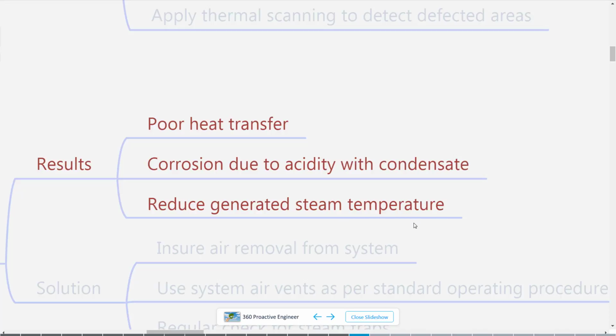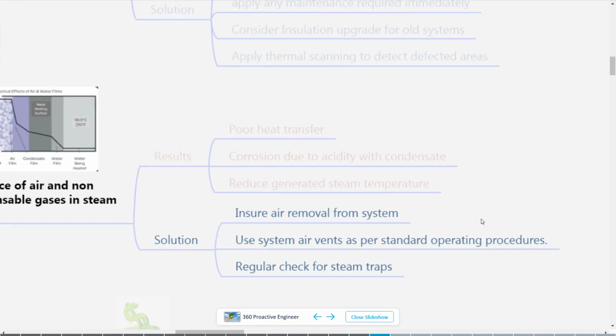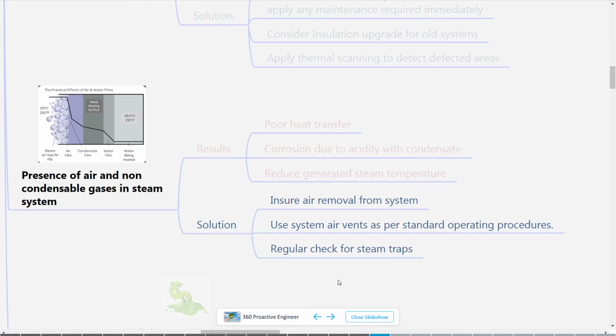And in some cases we have seen that people start the system and find that the temperature is not rising as they expect, because the air was not properly vented. So the solution will be to ensure air removal from the system using air vents installed in all the steam system for the startup. Regular checks for the steam traps. Also, steam traps are responsible for releasing this kind of non-condensable gases like air.